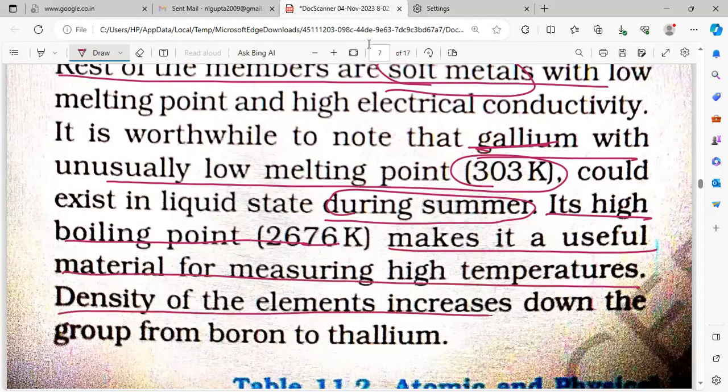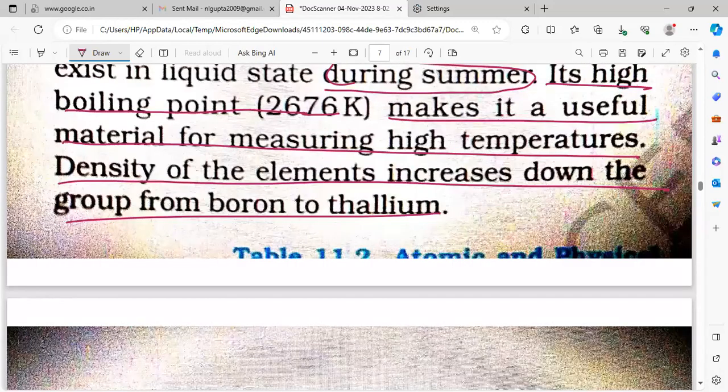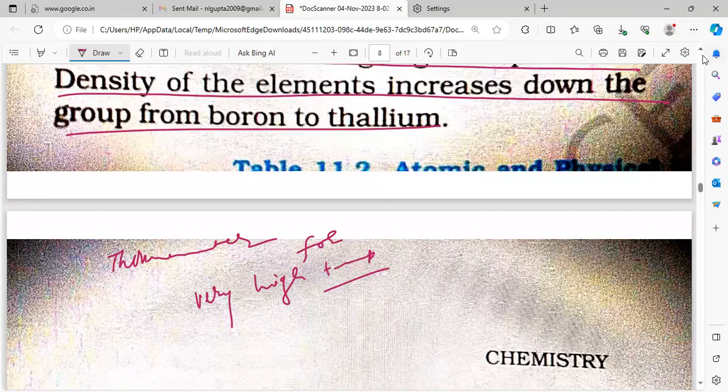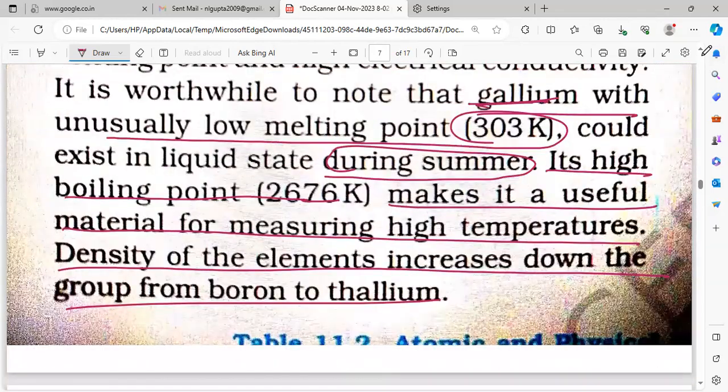Density of the elements increases down the group, from boron to gallium. Gallium is used in making thermometers for very high temperature. Why? Because of the difference in the boiling and melting points. Melting point is 303, but the boiling point you can see is 2676.